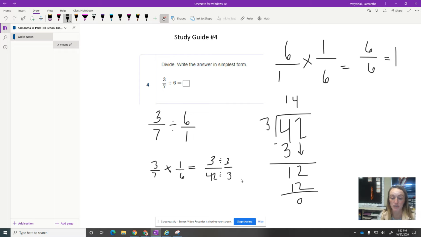The numerator and the denominator need to be divided by the same number, so 3 divided by 3 is 1, and 42 divided by 3 is 14. So my answer would actually be 1/14.